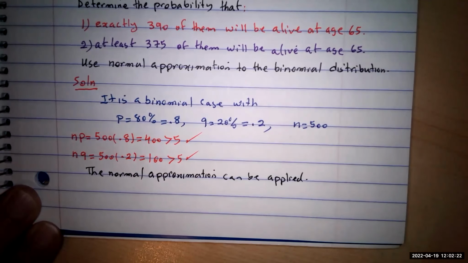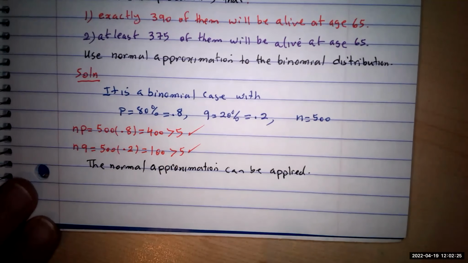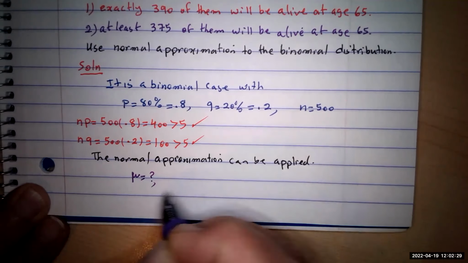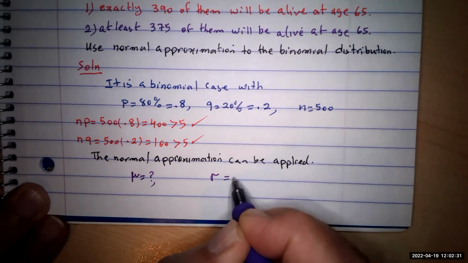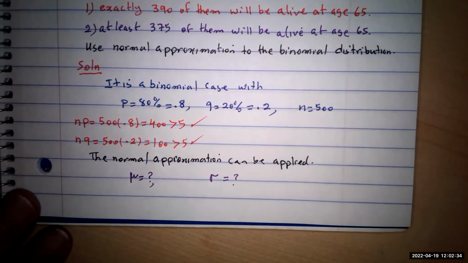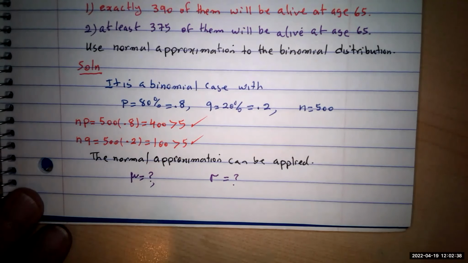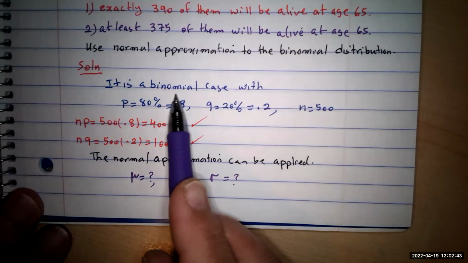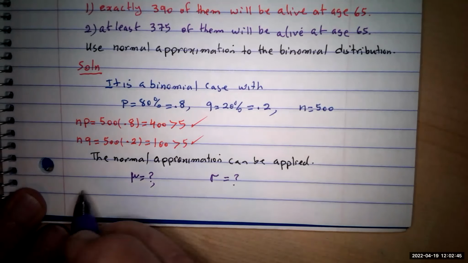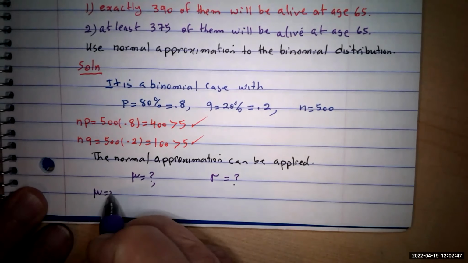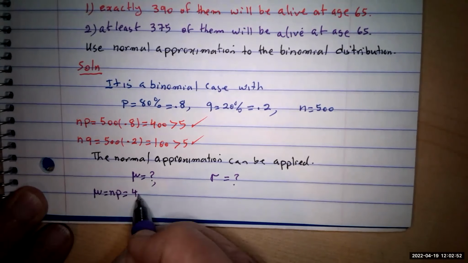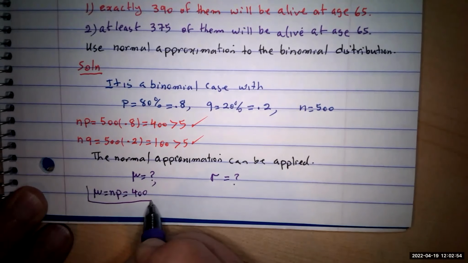As soon as you say the normal can be applied, you know that in the case of the normal, you need a mu and you need a sigma, because each normal distribution is characterized by these two quantities. So mu is n times p. Remember, you are still in the binomial case. So mu is n times p, and you already got this number. It's 400.